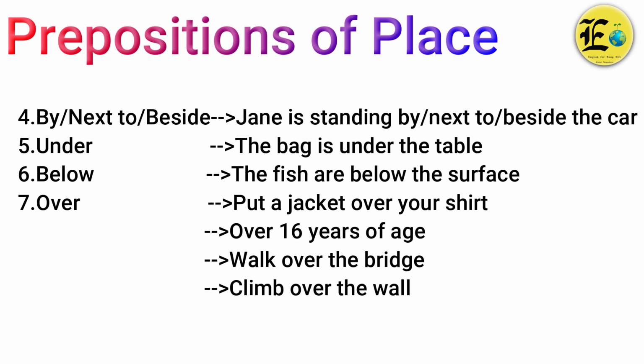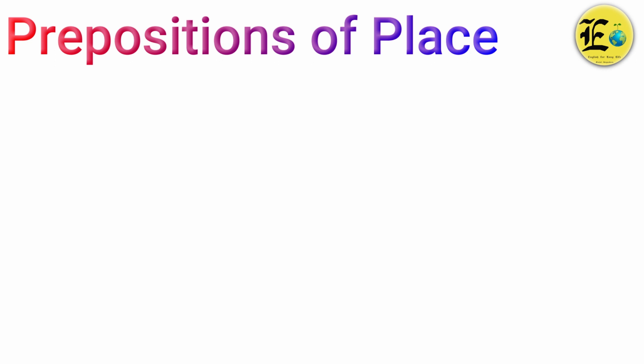The next one is getting to the other side. So if you need to get to another side, you use a particular preposition of place, and that is also over. Walk over the bridge. So it's from a particular place to another particular place. So you have to use the preposition of place called over. Walk over the bridge.